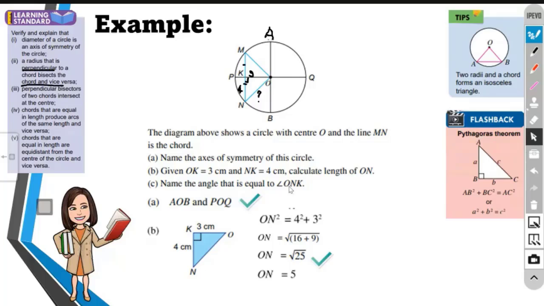Now you can see part C. Angle that is equal to ONK. So which one is your ONK? Okay, I rub this one first. Which one is the ONK? O here, N here, K here. So the angle we refer to, this angle, ONK. So which one is equal to this? Besides ONK, which angle is equal to ONK? We learned this one is also equal, right? So which angle is the same?